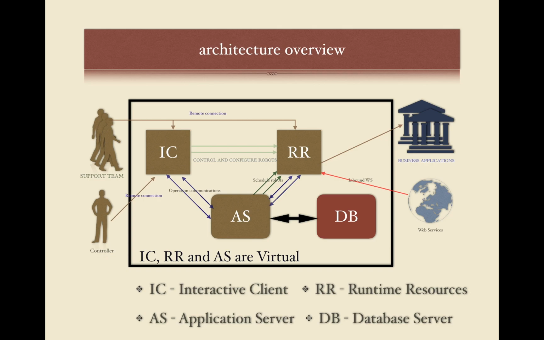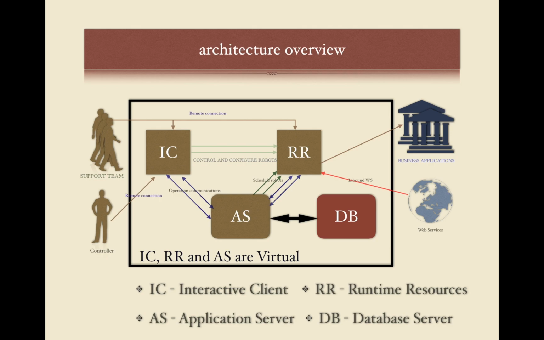The next is communication between the interactive client and runtime resources. That is to control and configure robots, which I showed in dim green arrows. Basically, when a controller wants to run a process from the interactive client, it will instruct the runtime resource to run a particular process. So that's where it comes into the picture.